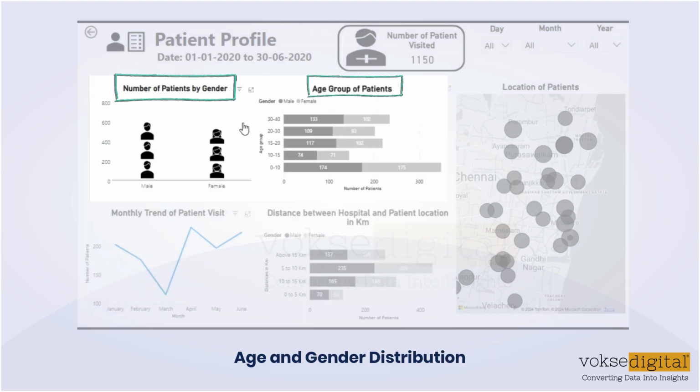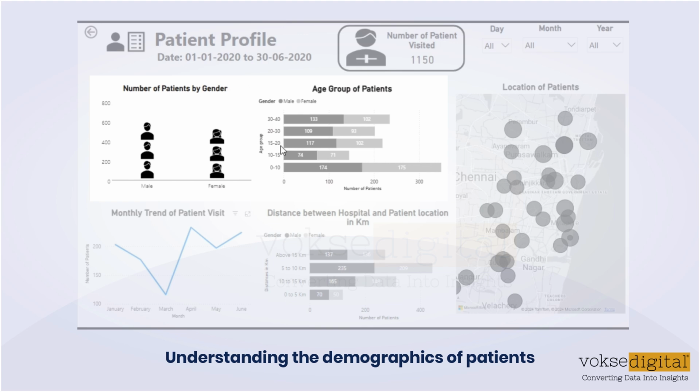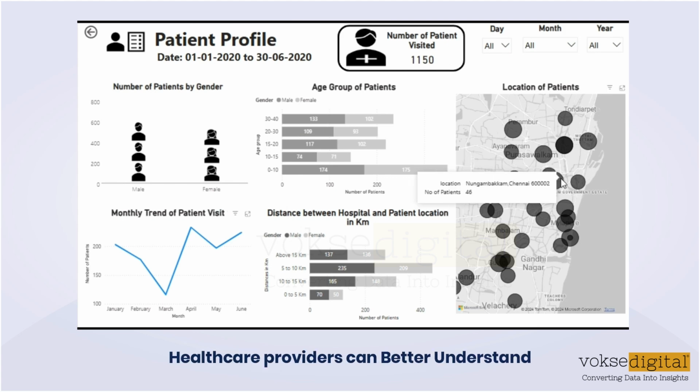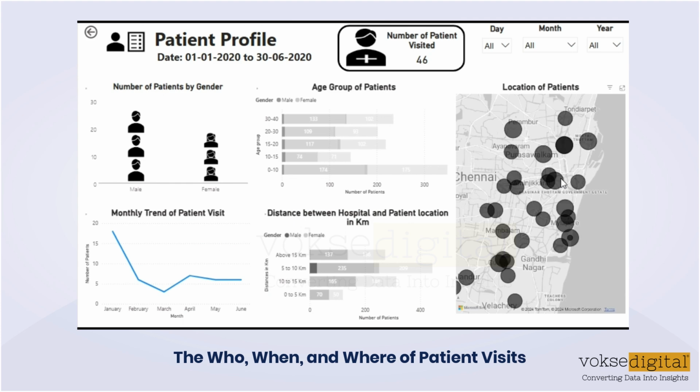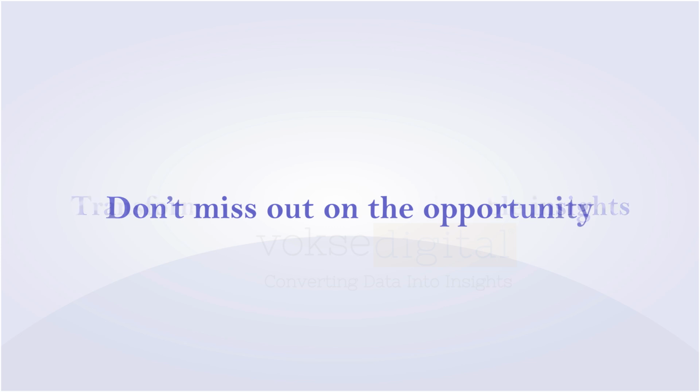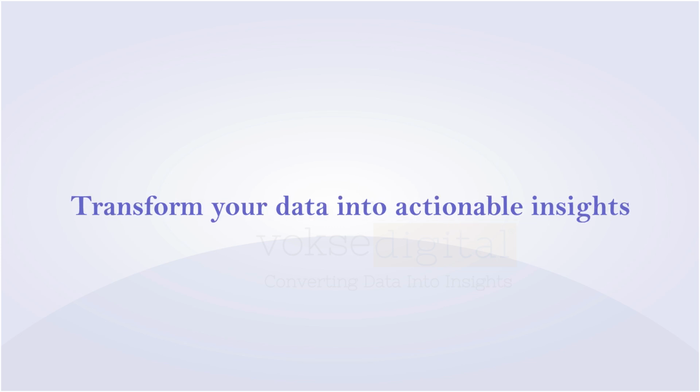Age and gender distribution. Understanding the demographics of patients in particular locations enables the tailoring of healthcare services to meet specific needs. For example, an area with a high number of senior citizens might require specialized services. By utilizing the geomap alongside these visuals, healthcare providers can better understand the who, when, and where of patient visits, enabling more strategic decision-making. Don't miss out on the opportunity to transform your data into actionable insights.